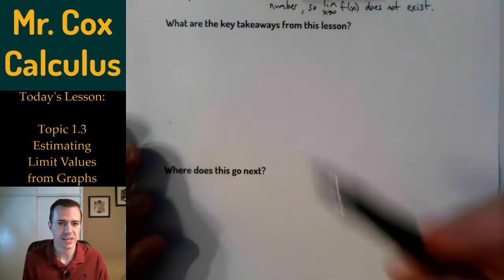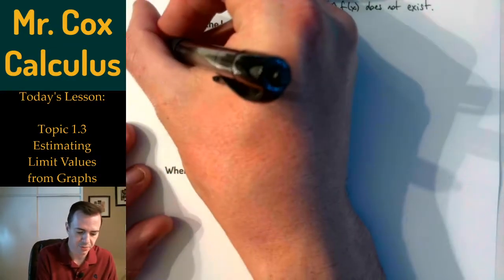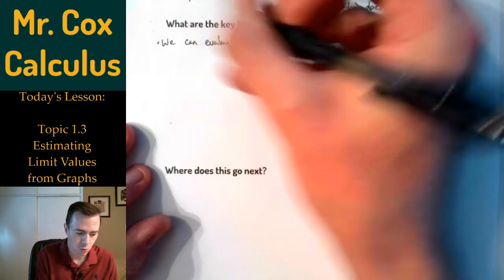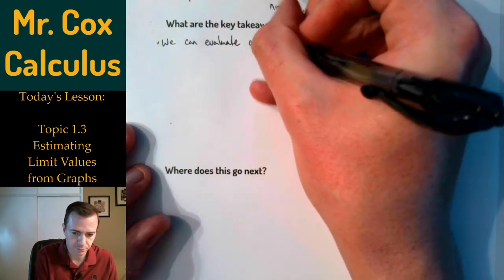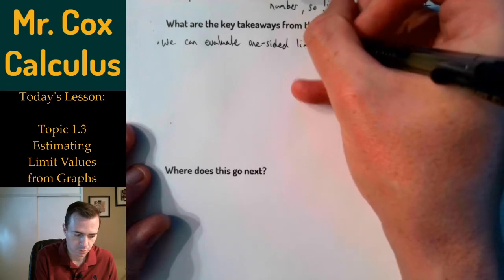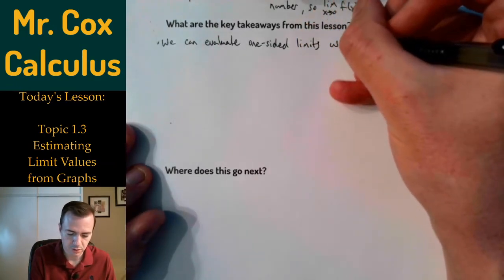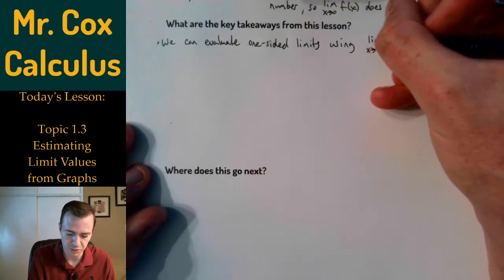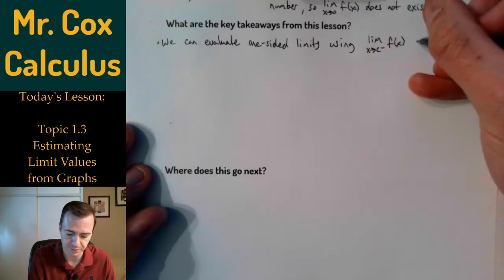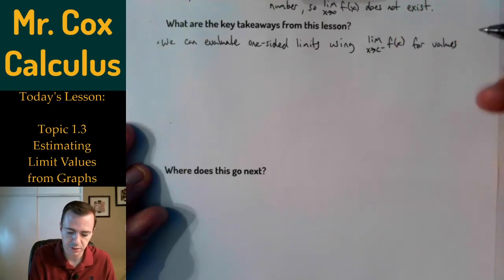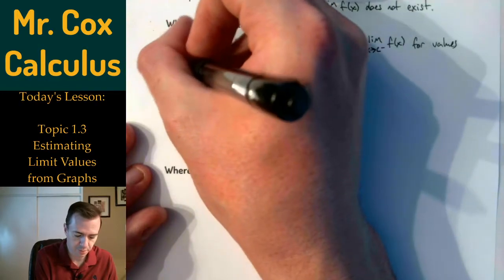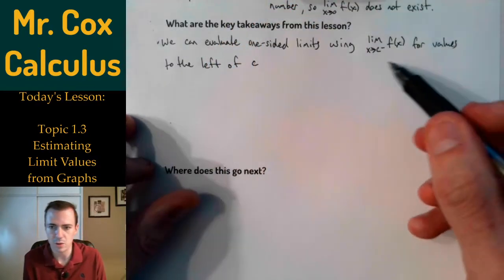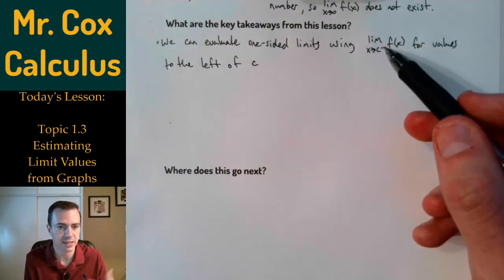So let's take a look at some of the key takeaways from this particular lesson. The first is that we can evaluate one-sided limits using the notation, very important here. The limit as x approaches c from below of f of x, for values to the left of c. Whatever value I want to know as x is approaching, this little minus sign again notes that we're looking to the left of c.